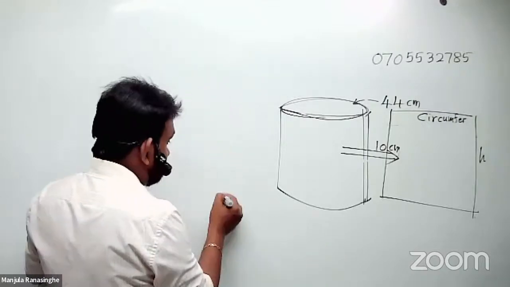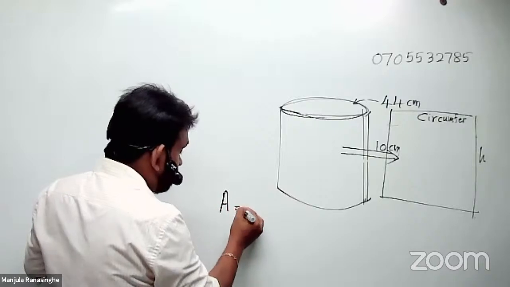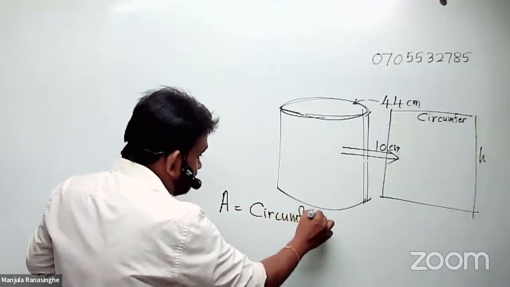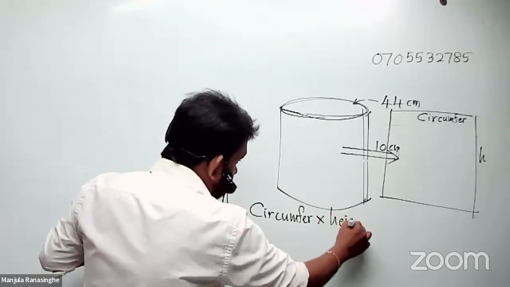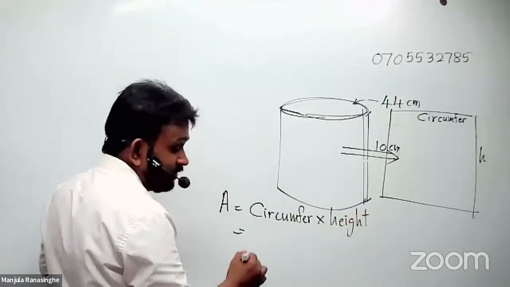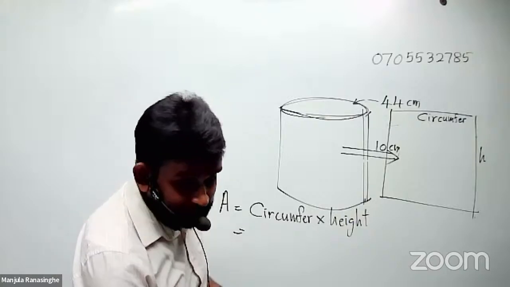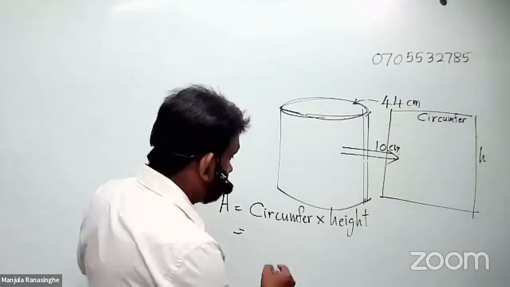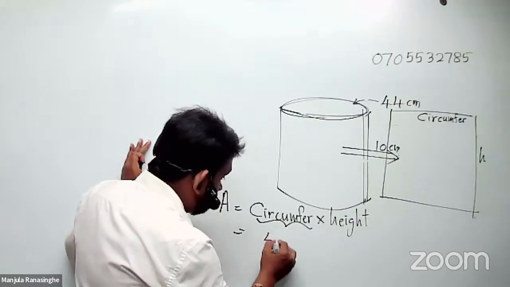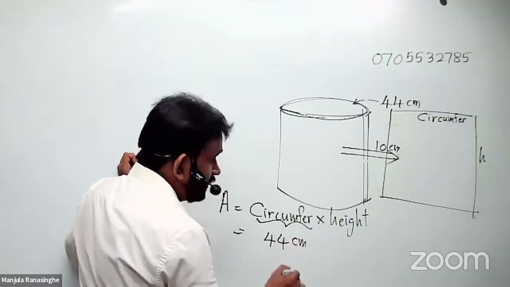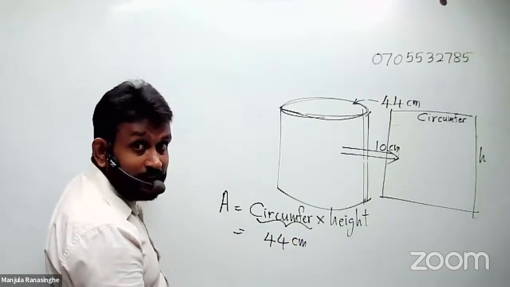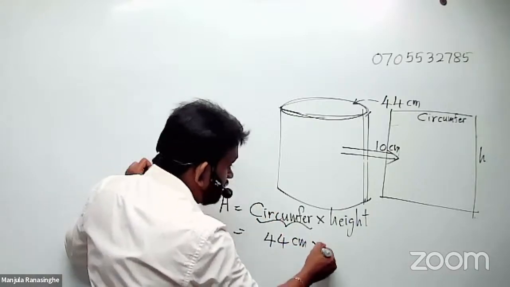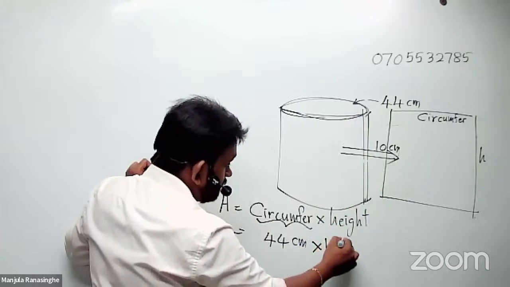So you can find the curved surface area equal, remember in that way also, to the circumference of the base into the height. The circumference is given as 44 centimeter. So you do not need to find the radius or whatever to apply 2πrh. Just the circumference, which is 2πr, into the height. The height is 10 centimeter.